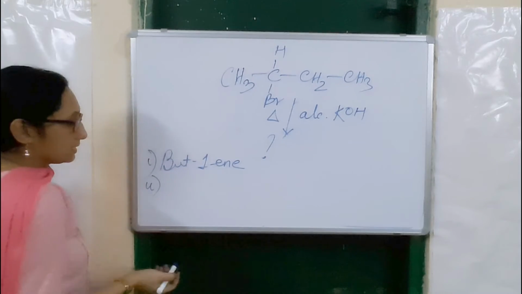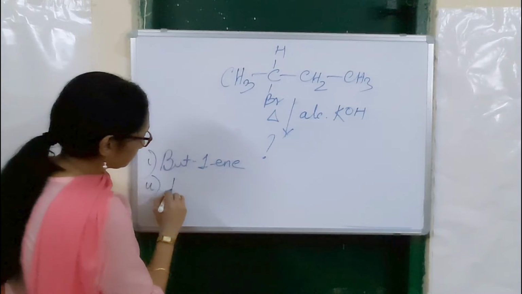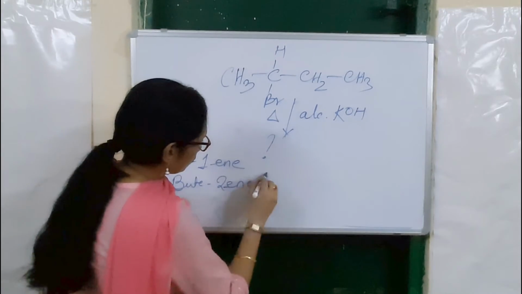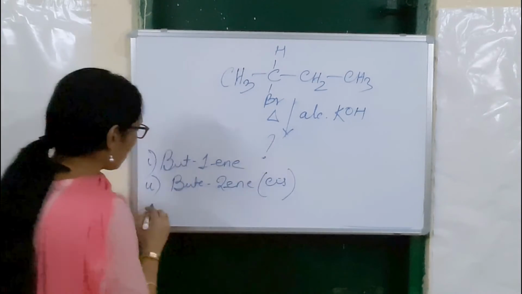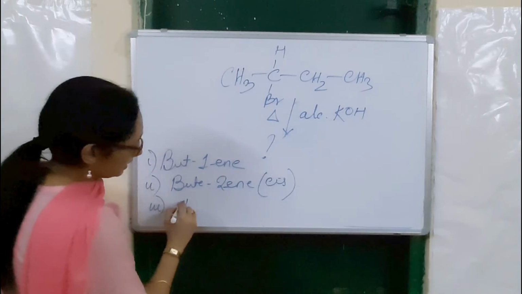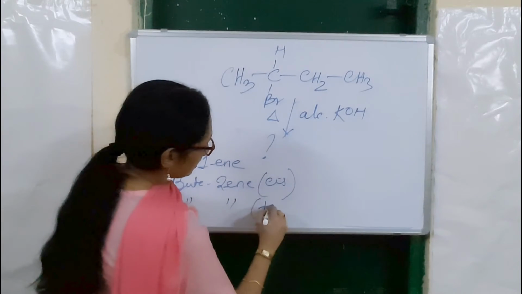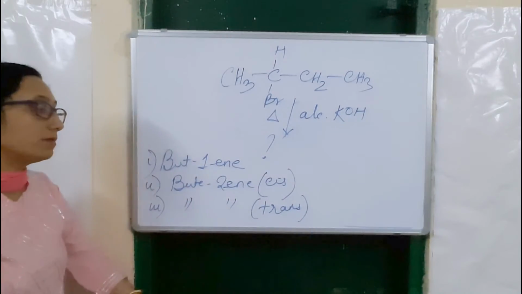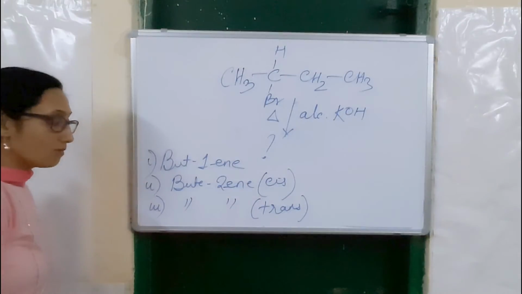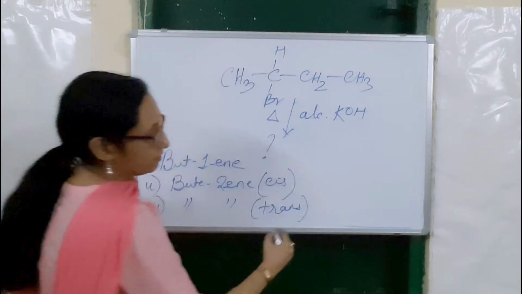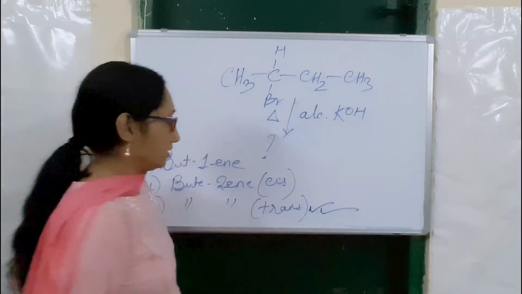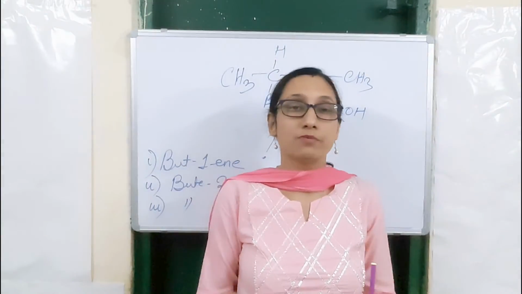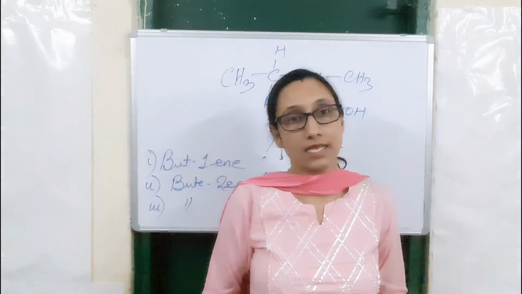but-1-ene. The second option is but-2-ene, the cis form, and the third option is but-2-ene, the trans form. Which is the most stable alkene, or which is formed as a major product? Here the major product will be trans-but-2-ene because the trans isomer is more stable than the cis isomer.